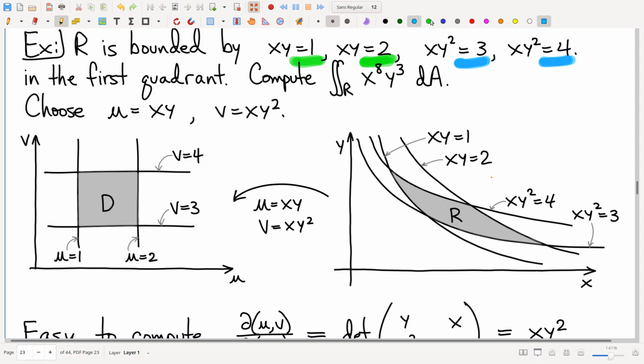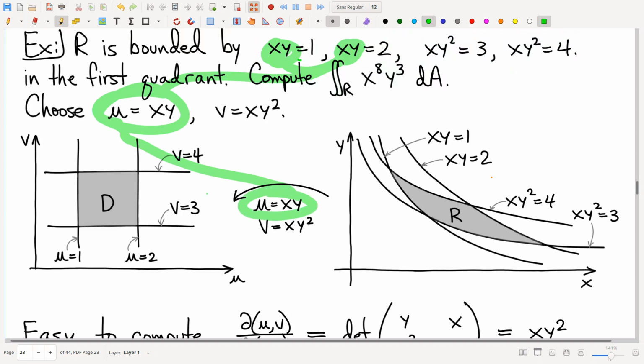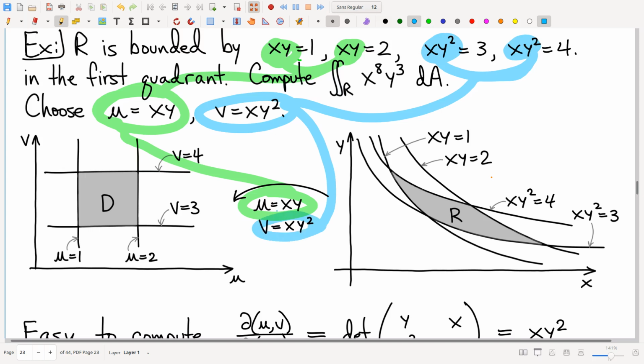Next, pair them up like this. You'll notice we have two curves that are level sets of xy. We have another two curves that are level sets of xy squared. And I'm going to take the first function here, xy, and I'm going to call that u. And I'm going to take the second function here, xy squared, and I'm going to call that v. Neat trick. Again, I wish I'd thought of it. Right? This is how the process is going to work out nicely.